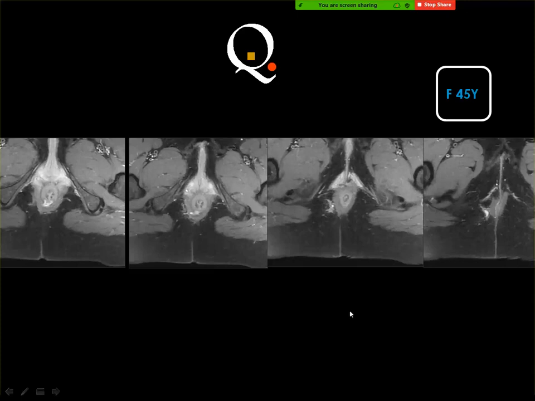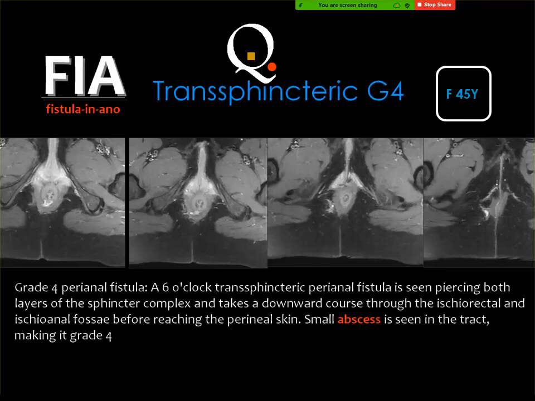Grade 1 is intersphincteric, only one line. Grade 2, intersphincteric with side branch or abscess. Grade 3, transsphincteric, one line. Grade 4, transsphincteric with side branch or abscess. Grade 5, suprasphincteric. Okay.